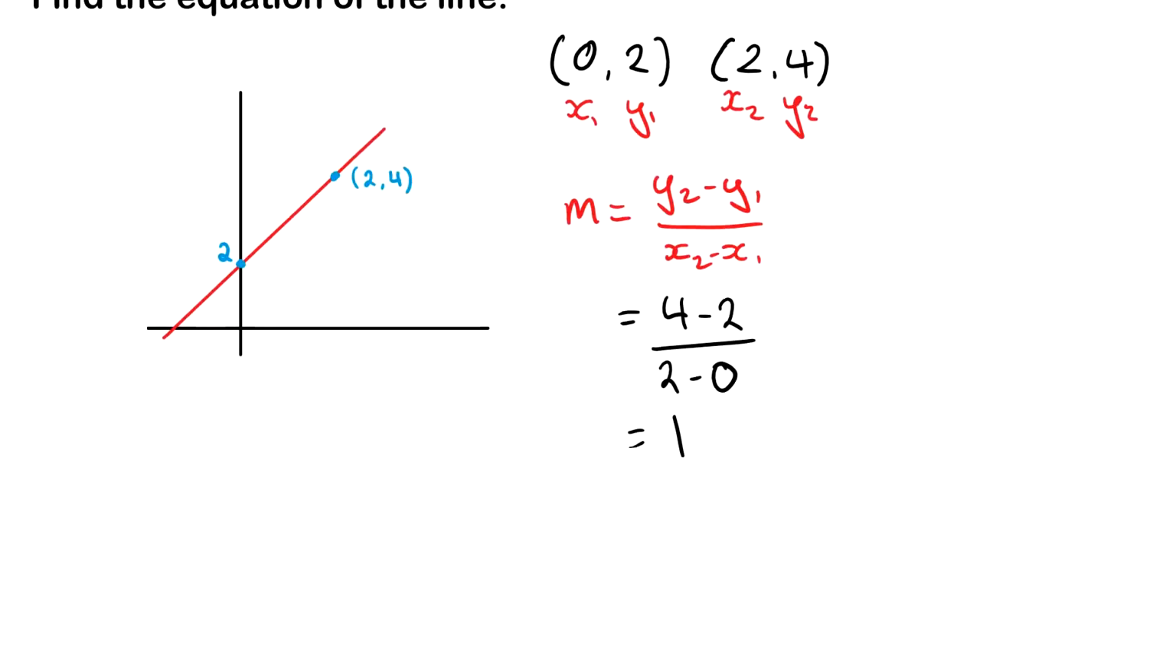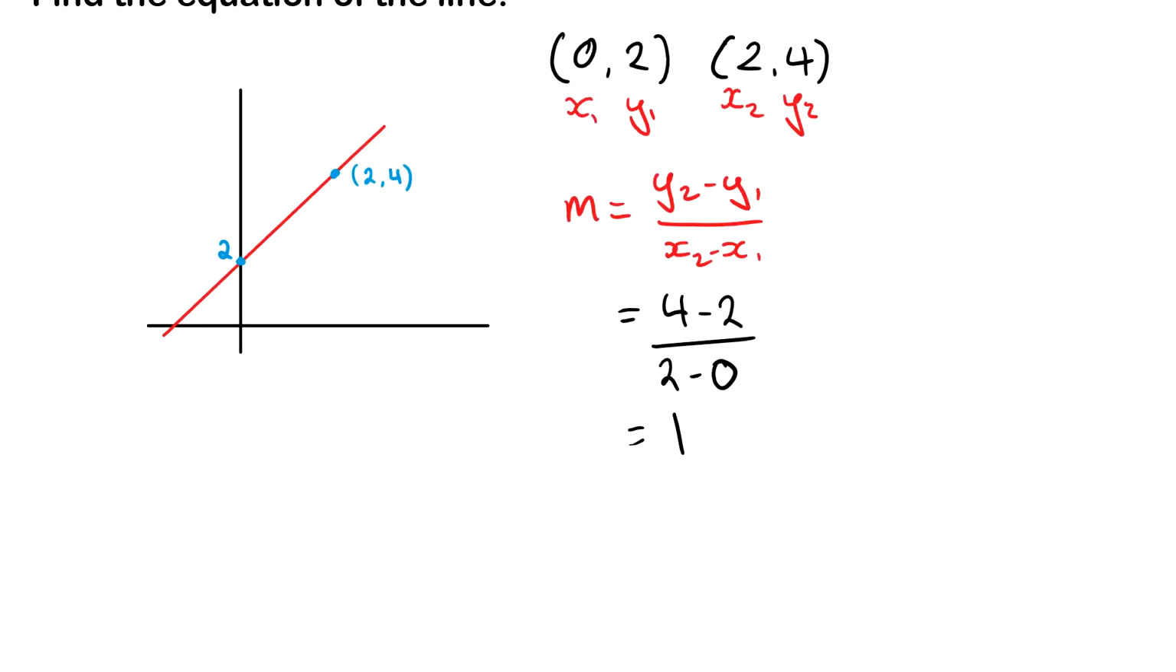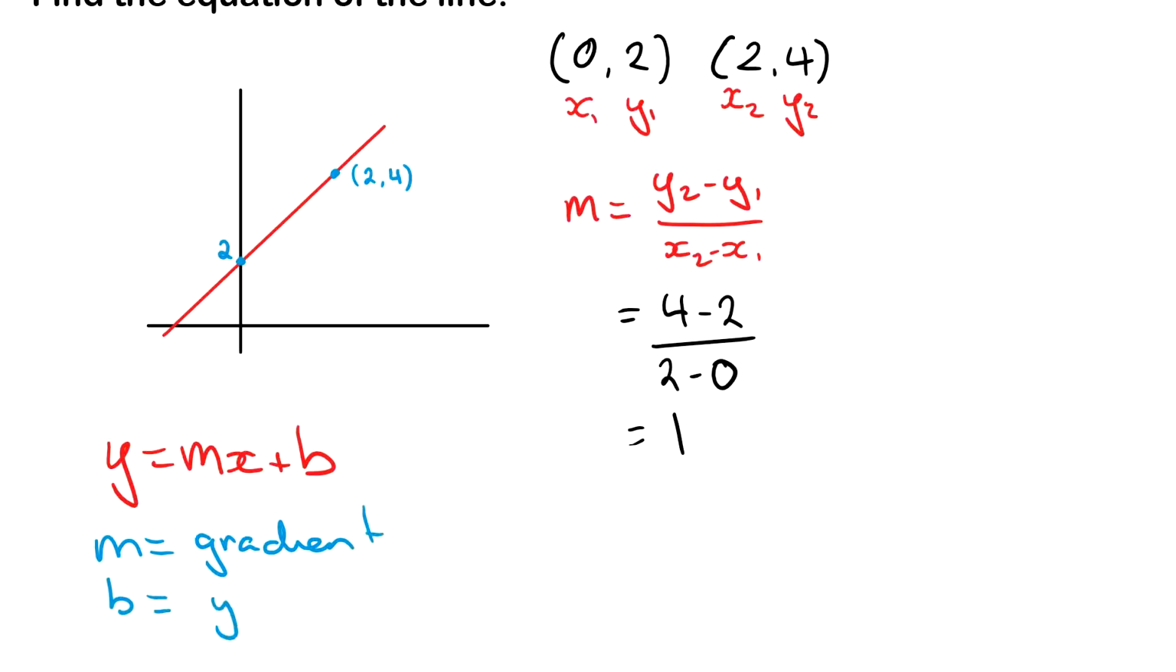Now we can look at doing our intercept, because the form we're going to demonstrate this one in is y equals mx plus b, where m equals your gradient and b is your y-intercept. Remember, the y-intercept is where it crosses the y-axis, which we already have. We have that 2 up there. So this point here is your y-intercept.